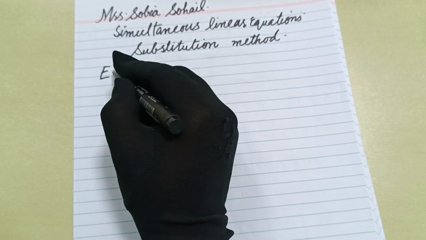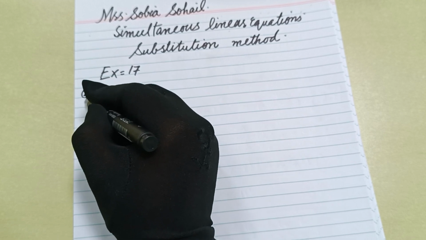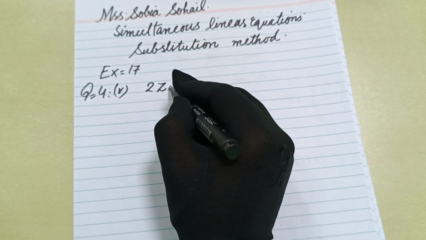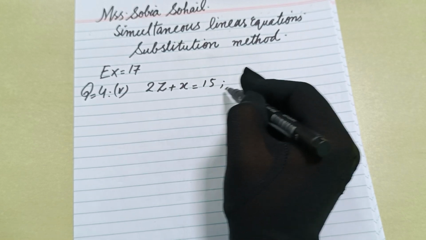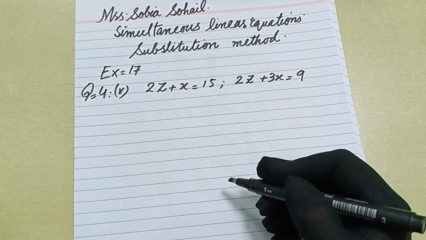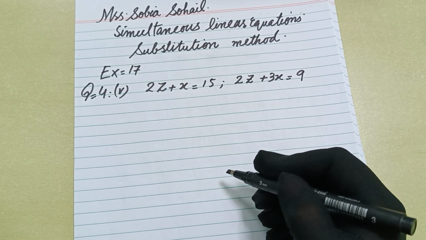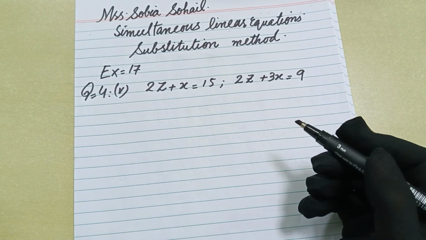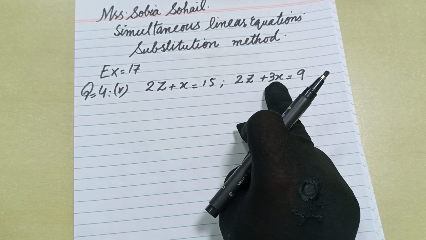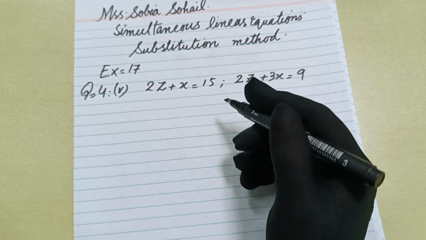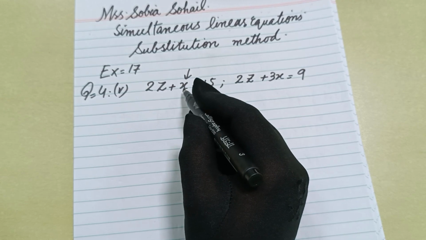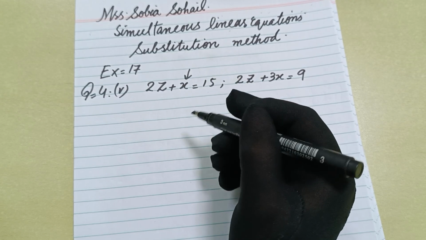For that I have taken Countdown 8, Exercise 17, question number 4. I have selected one part from here, that is the fifth part. 2z plus x equals 15 and 2z plus 3x equals 9. These are the two equations. You have to separate out any one variable from any one equation. In this equation the coefficients are 2 and 3. Here the coefficient is 1, so it's easy to make x the subject of the formula from equation number 1.